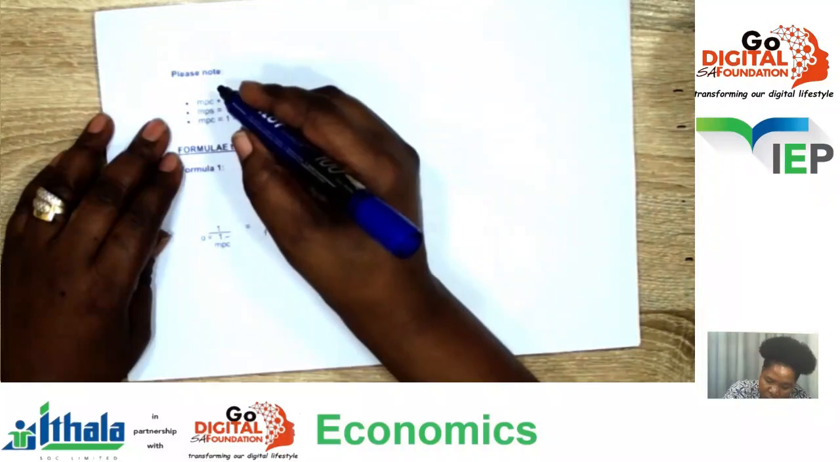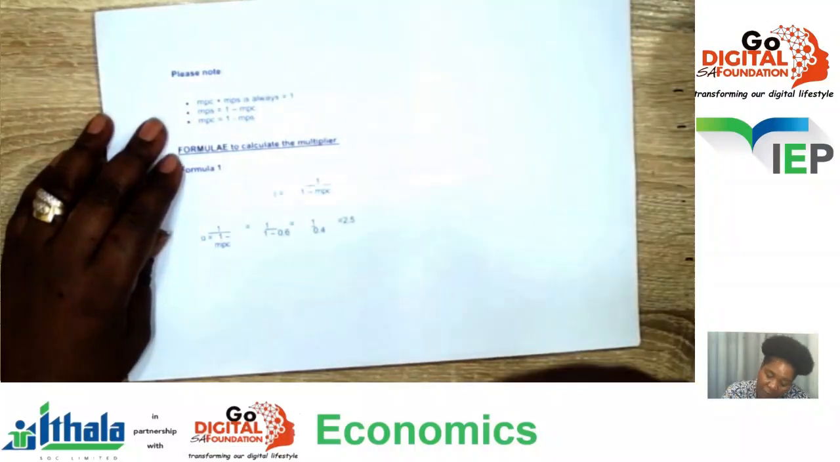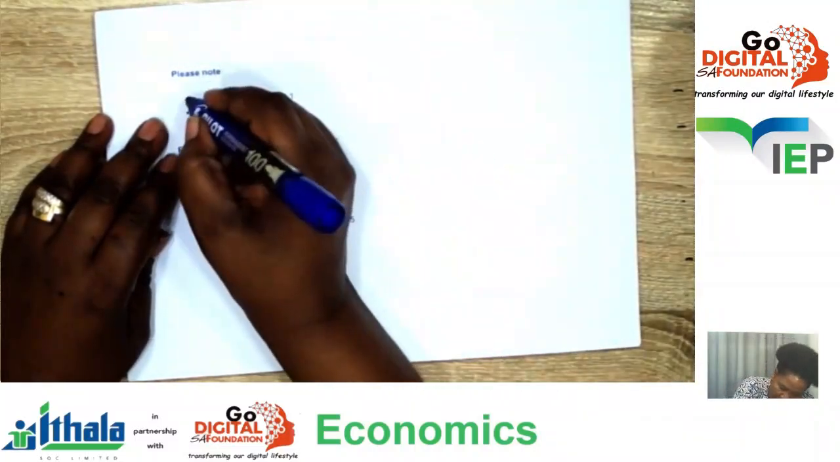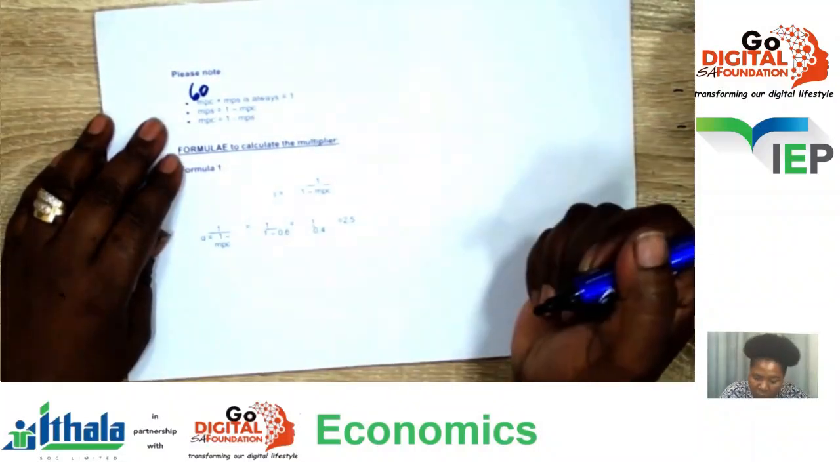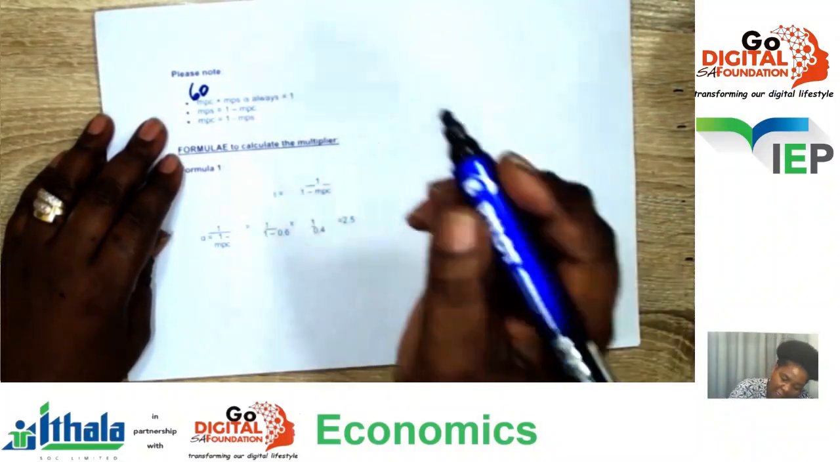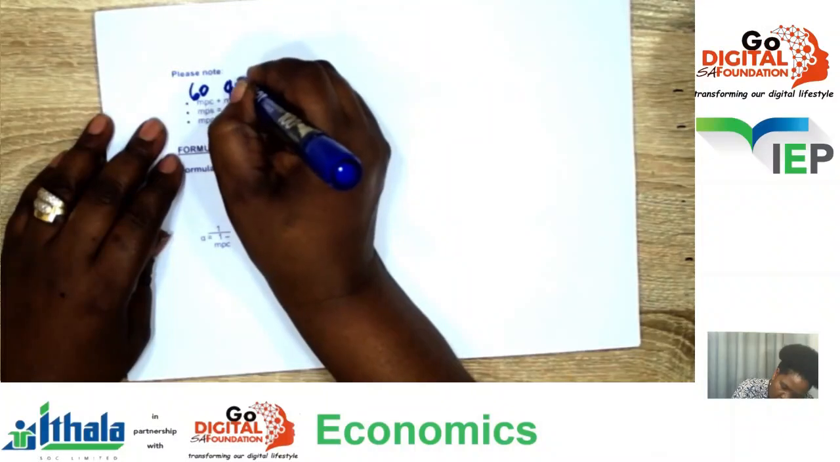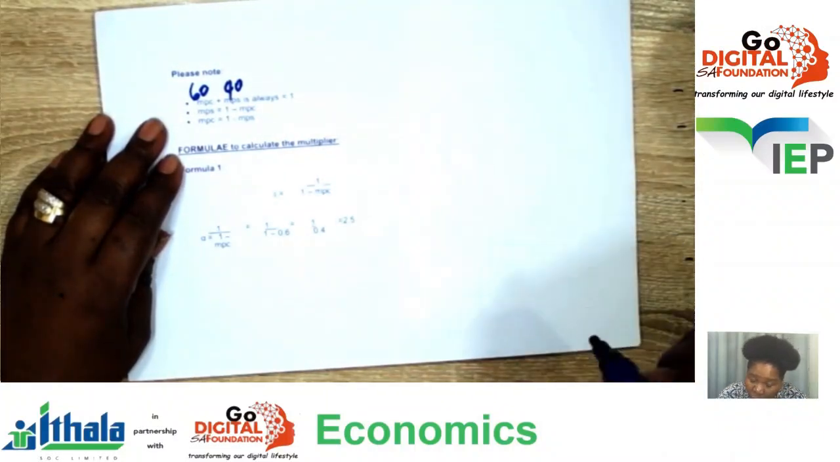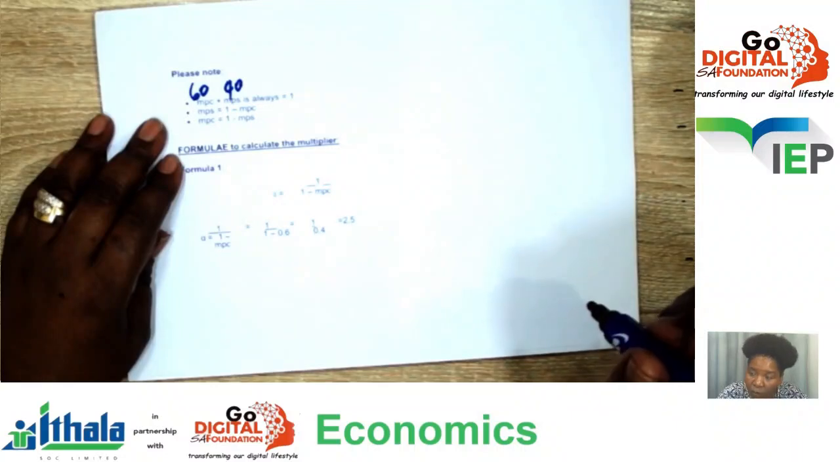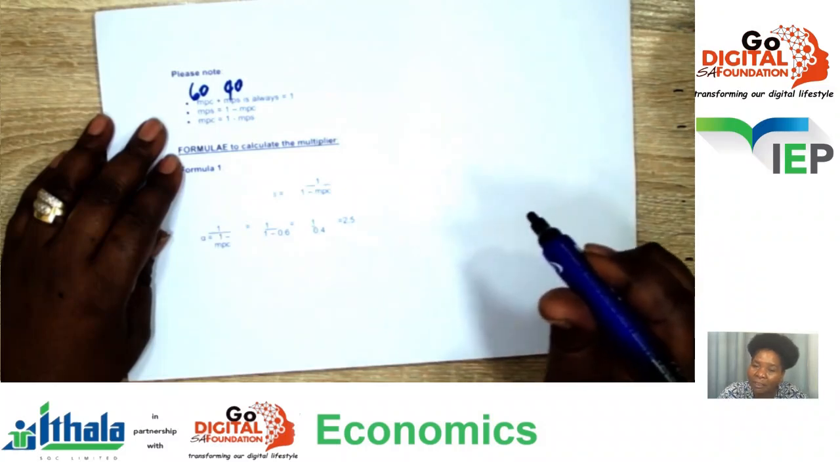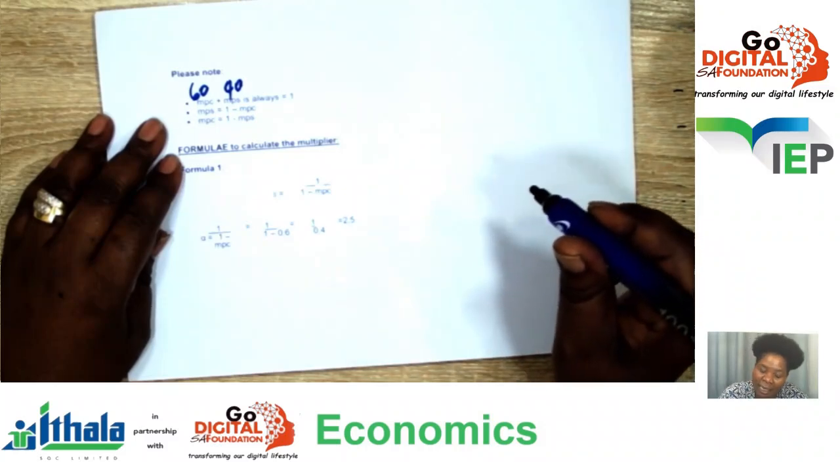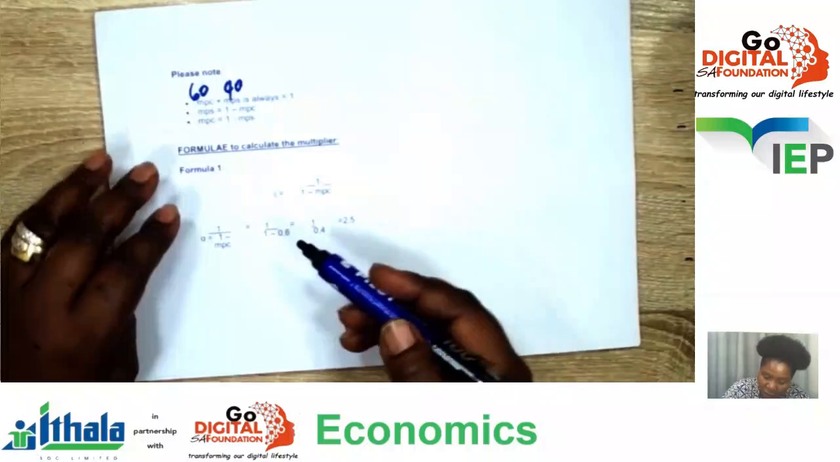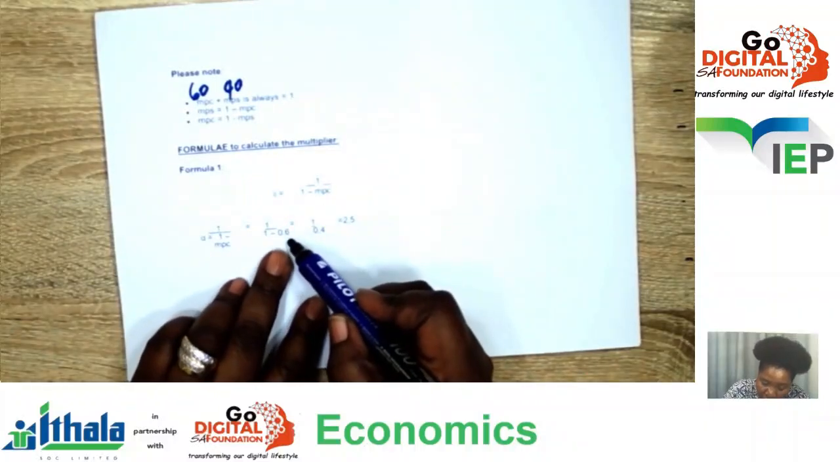Then I used, let's say, 60% of my money, which is my MPC. It means I'm left with 40%, which is my MPS. Because now I said I have 1 unit. For me to get 1 unit, it means I've used 0.6 and I saved 0.4. That is why I have this here.